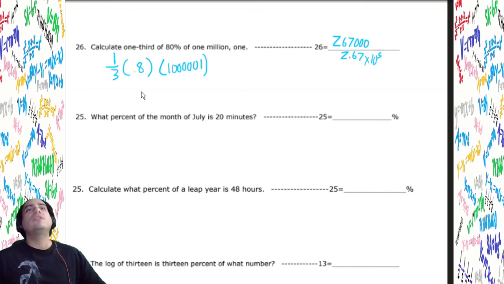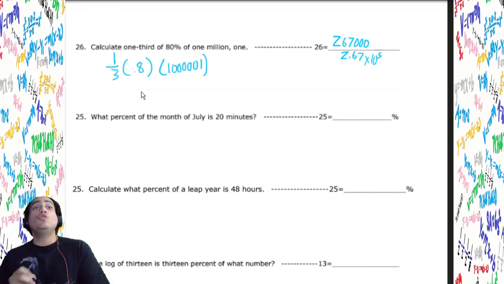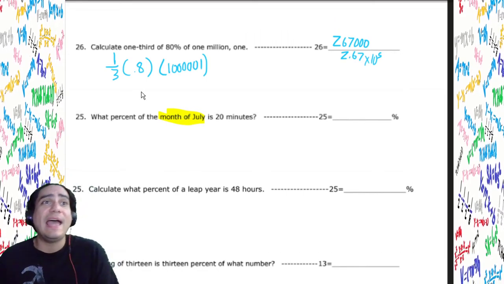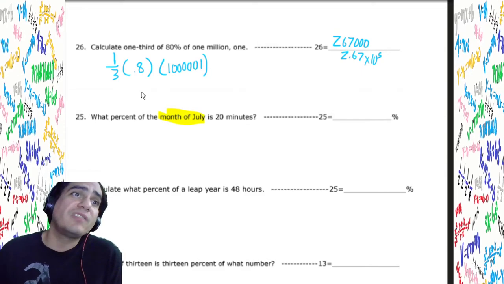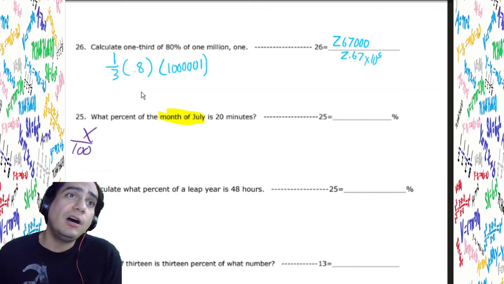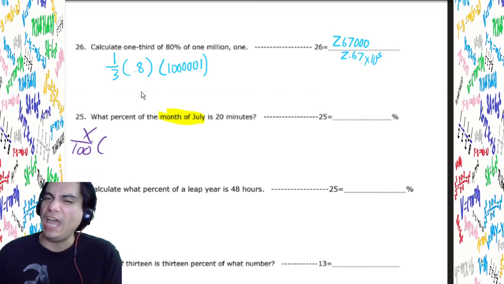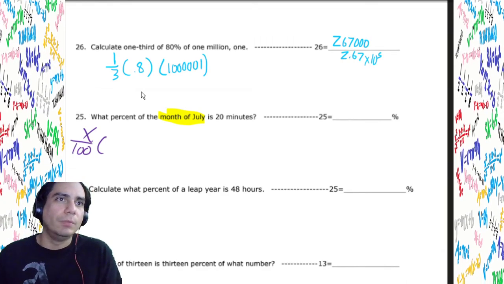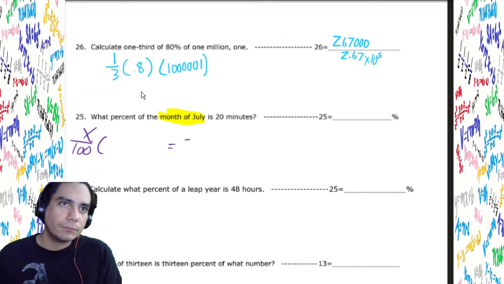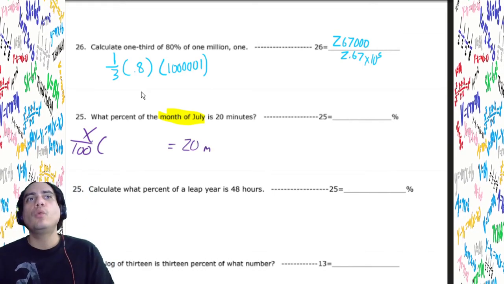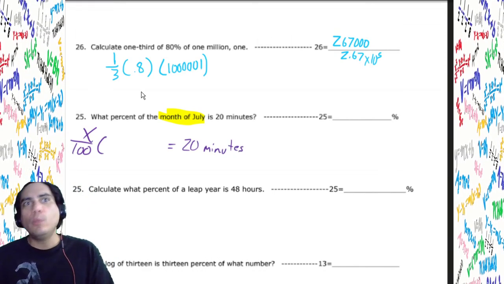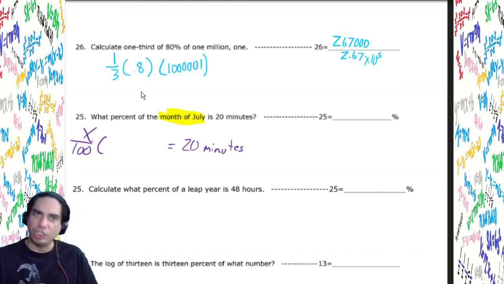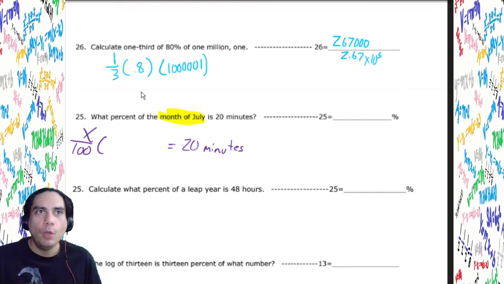Okay, now this one's a little bit difficult here. Because what we got to do is understand that this problem doesn't give us the numbers already to work with. We got the month of July here. And we're doing what percent? What percent? That means X out of 100 of the month of July. Month of July? What the? What do you mean by that? Is... Now, I'm going to go ahead and leave that blank for a little bit. Is 20, but not just 20. 20 minutes here. Now, the only way we could really do this problem is we got to basically do a quick conversion here. We got to understand the month of July.